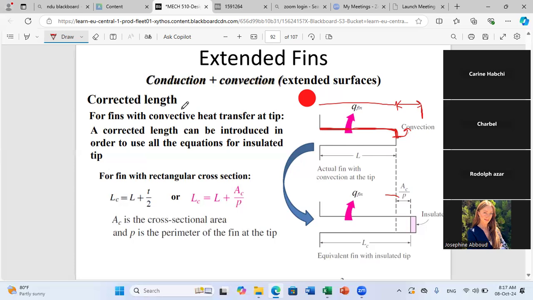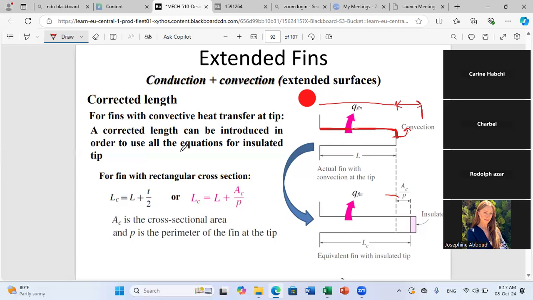So this method is called correction of length. For fins with convective heat transfer at the tip, a corrected length can be introduced in order to use all the equations for insulated tip, because for insulated tips the solution is relatively simple. So this model can help us to find the heat transfer through the fin with a small error, by introducing the corrected length.